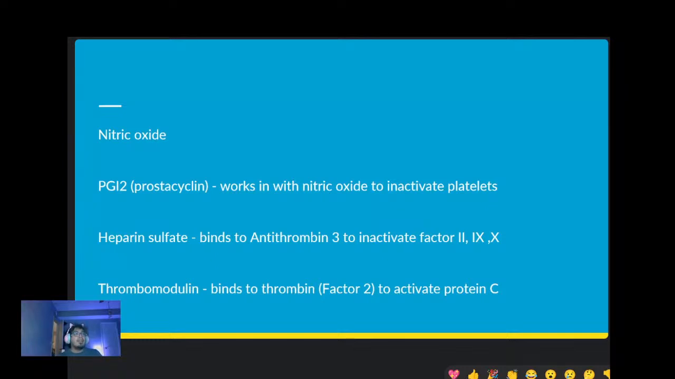So clear tayo doon. Kaya sinunod-sunod ko siya. So PGI2 is a substance that you find floating around the human body. Heparin sulfate is found mostly in the areas of the body like the liver cells. Now, let's go to the next slide.